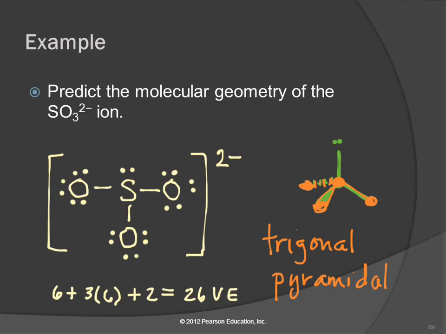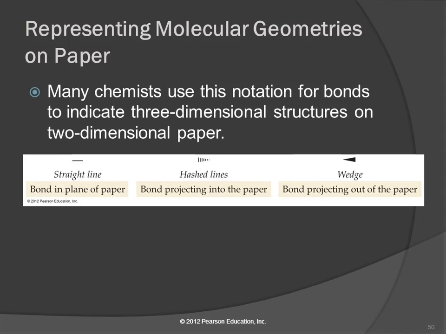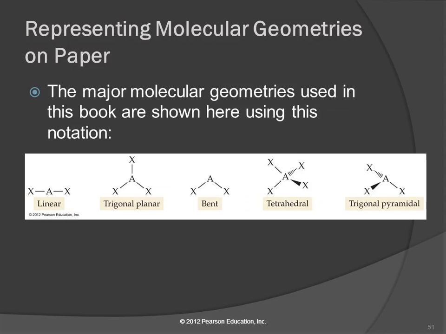I know we're out of time. Just real quick, these are the hashed lines and the wedged lines that show coming out of the two-dimensional surface, whether it's your paper or the screen, and going into it. And this is how your book illustrates those different geometries.